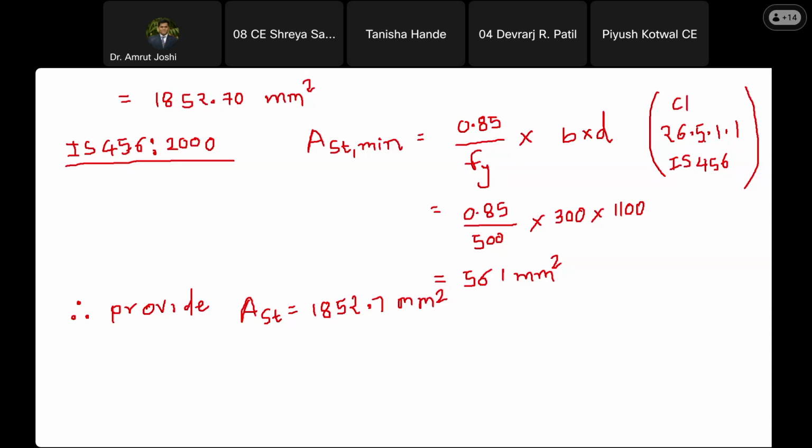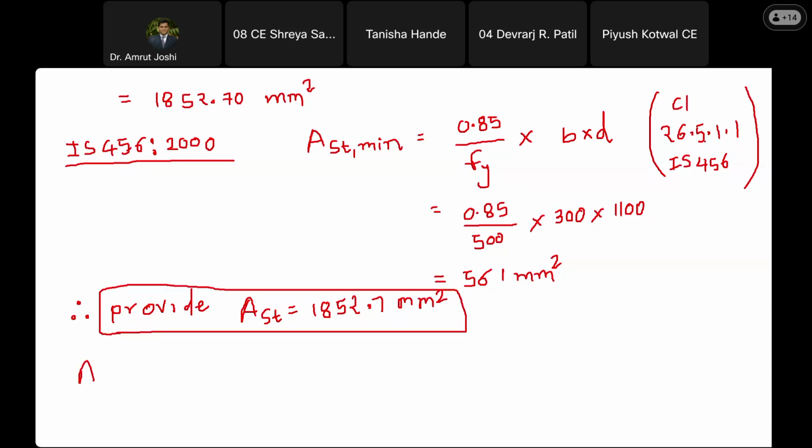So now we will find out what is AST max, area of steel on tension side max as per IS code. So that turns out to be 0.04 times B into now capital D. Capital D is the overall depth and not the effective depth. Are you with me? Yes, sir. Chalo. So keep this, I will also tell you the clause number. Clause number is the same clause, but it's B section. So this same clause, clause number 26.5.1.1B. Are you with me? Yes, sir.